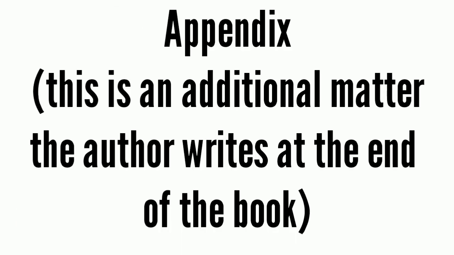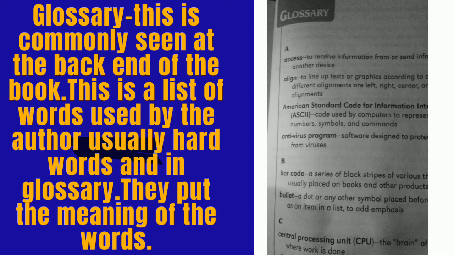Number 6, appendix. This is an additional matter the author writes at the end of the book. It can be seen at the end of the book. The 7th part of the book is the glossary. This is commonly seen at the back end of the book. This is a list of words used by the author, usually hard or difficult words, and in the glossary, they put the meaning of these words.